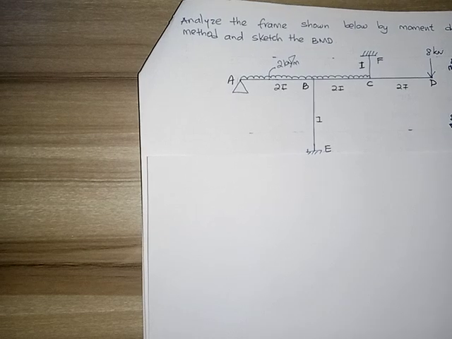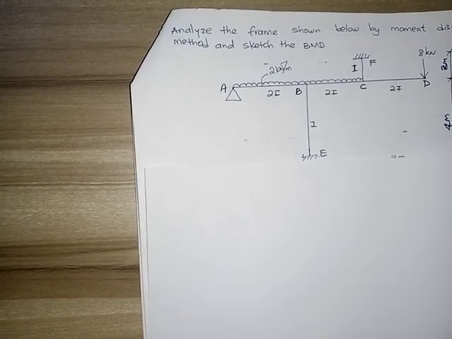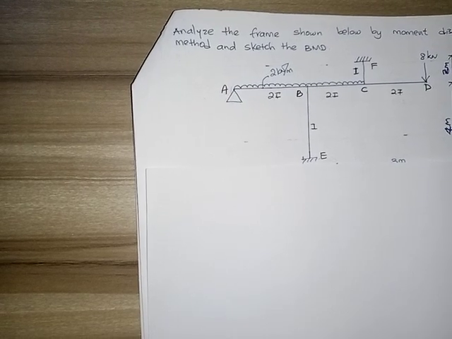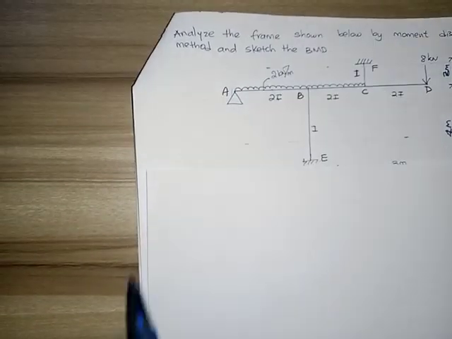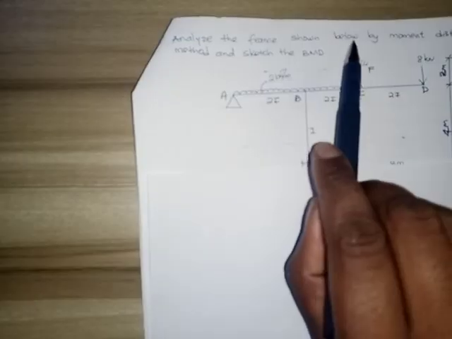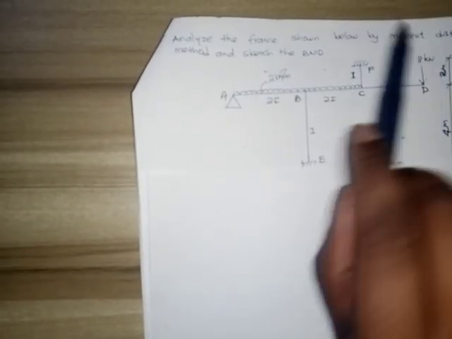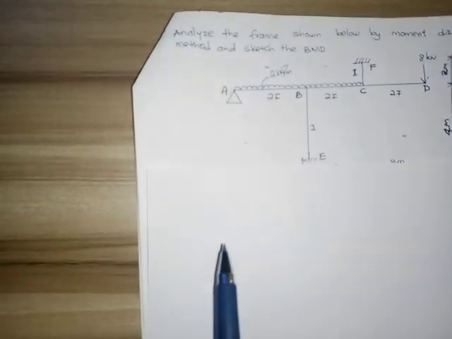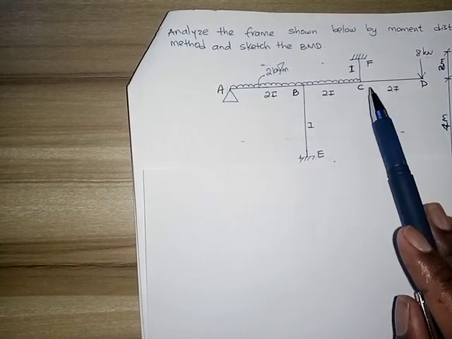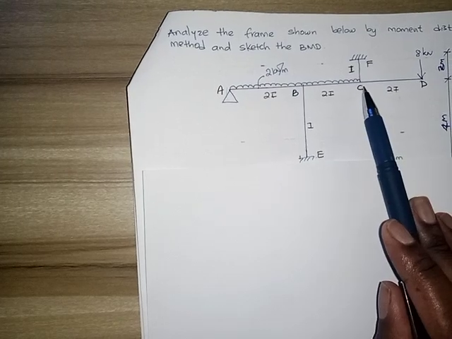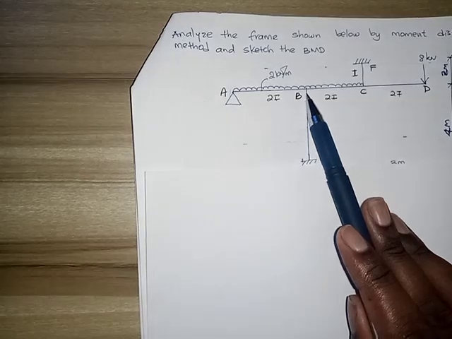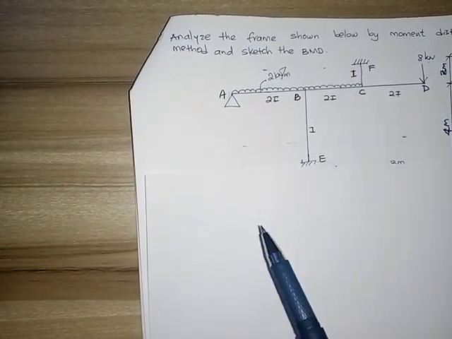Today again I'm going to look at a moment distribution question, and I'm also going to look at a frame. So the question reads, analyze the frame shown below by moment distribution method and sketch the bending moment diagram. If you look at this question, it has a cantilever, but span CD is a cantilever. It has also two joints, B and C.